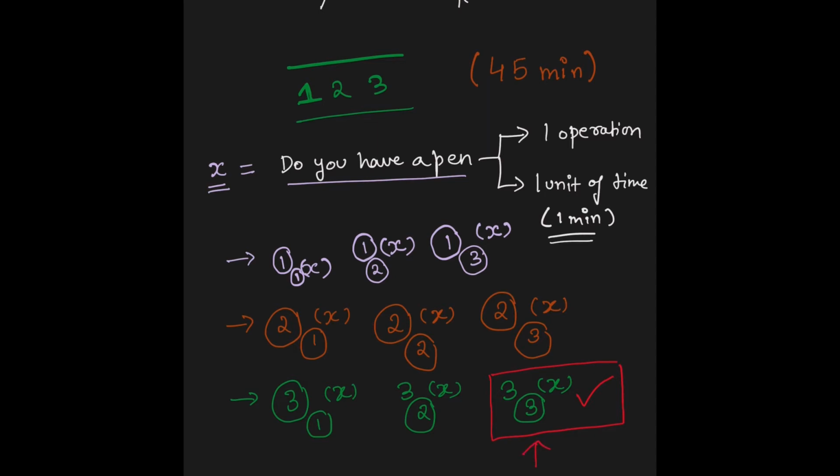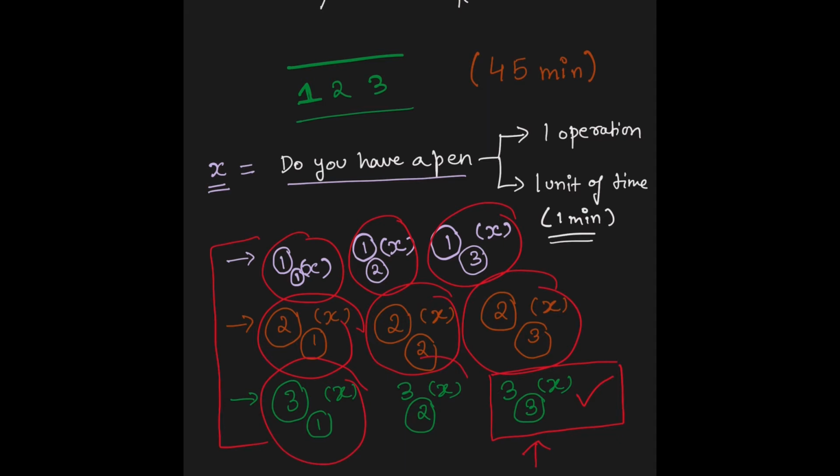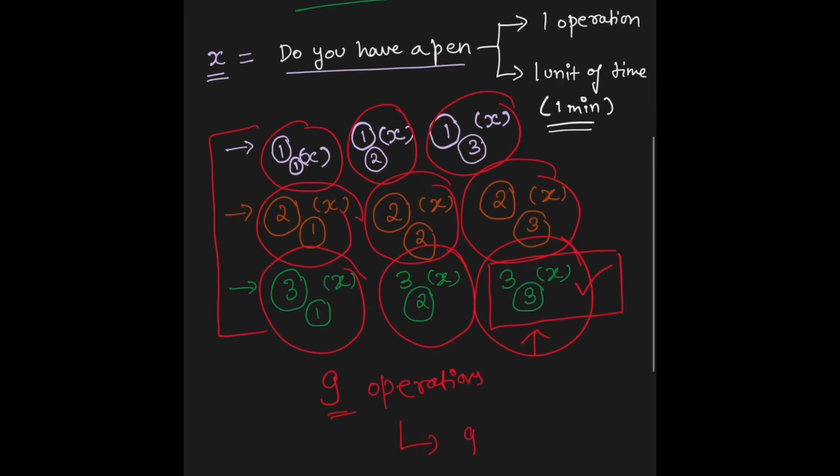But in this approach, we had 1, 2, 3, 4, 5, 6, 7, 8, and 9. So we performed 9 operations to find the pen, and this took us 9 minutes, because as we have defined here, one operation takes 1 unit of time, and 1 unit of time in this example is 1 minute.